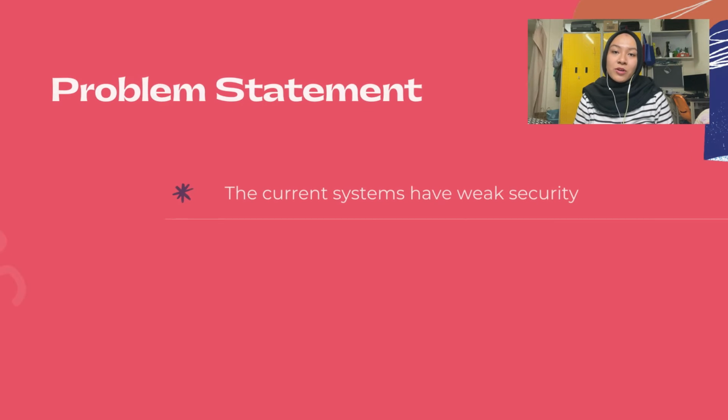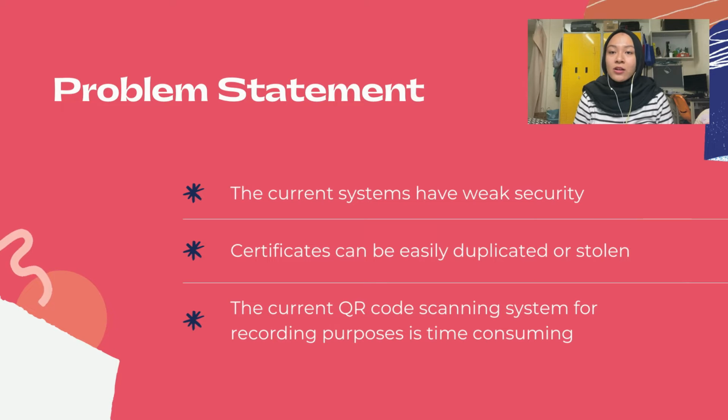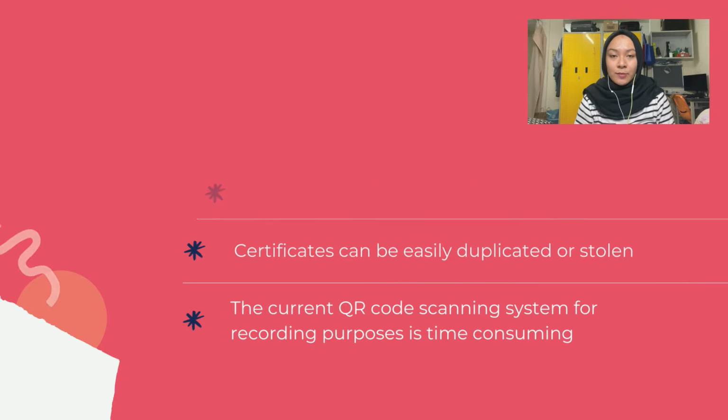So the problem statement of our project would include the fact that the current systems have such weak security. This means that vaccine certificates can be easily duplicated or stolen. And the current QR code scanning system for recording purposes is proven to be taxing and time-consuming.